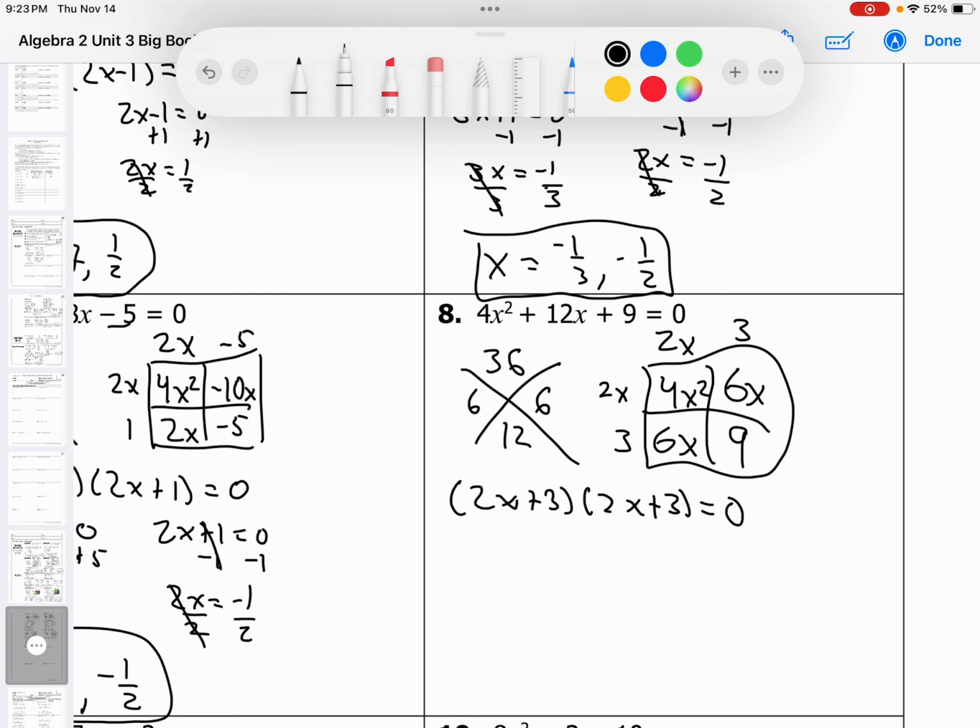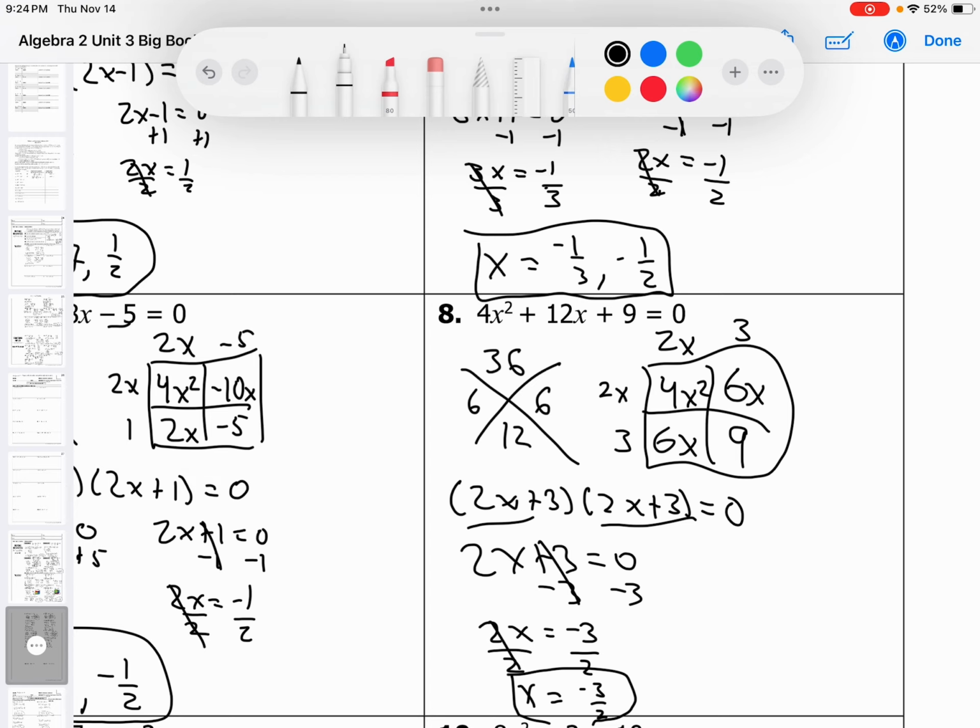Because they are the same factor, we actually only need to solve one of them. So we have 2x plus 3 equals 0. And once we solve this one, that will be the answer for both factors because both factors are the same. So for this one, we get that x equals negative 3/2. And we are only going to have one answer for this problem because negative 3/2 would work for both factors, and that is our only answer.